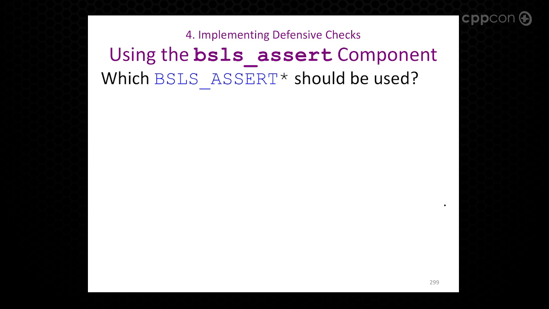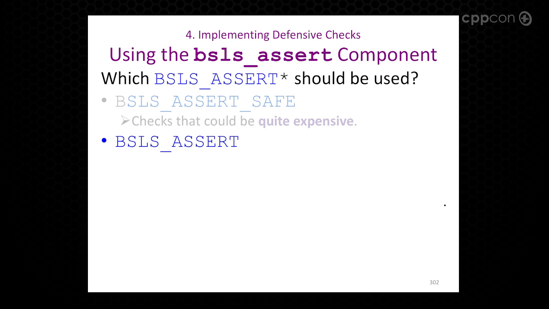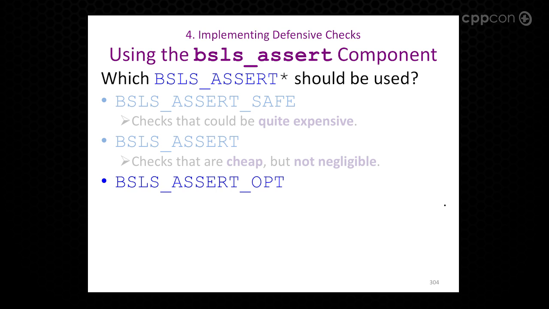Which assert should we use? So there are three possibilities. There's BSLS assert safe. This is expensive checks. There's BSLS assert, which are inexpensive checks. And then there's BSL assert opt, which are the kind of checks you want to leave on even in an optimized mode because they're that important and that inexpensive.